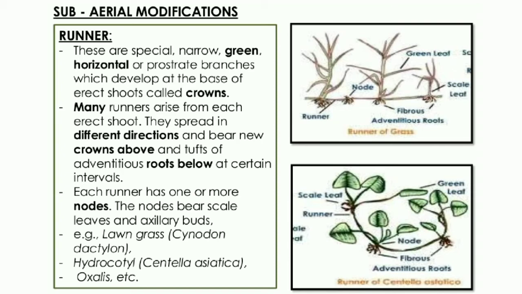The best example is lawn grass, that is Cynodon dactylon, or Hydrocotyle, Centella asiatica. Simply remember, Centella asiatica is called the Brahmi plant. And one more common plant is Oxalis. Like that we have many more examples of runners, mostly in the family Poaceae, the grass family. This is all about the first modification, runner.